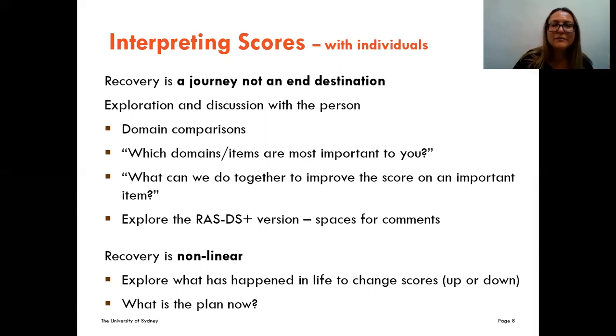But also which domains and which items matter to them, which ones are important, which are the things that they feel will help them move forward most. And again, it may not be the domain or the item that is scored lowest.